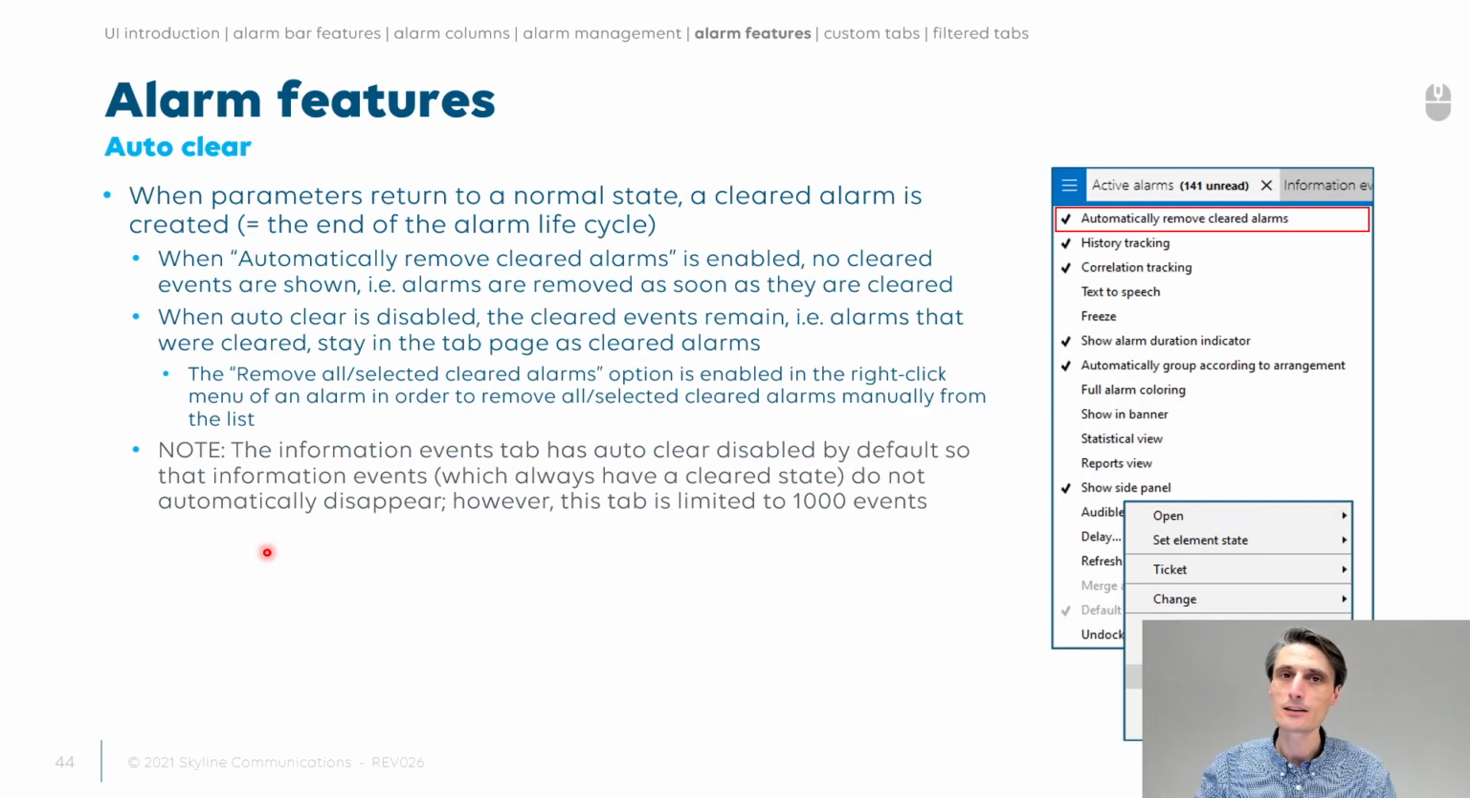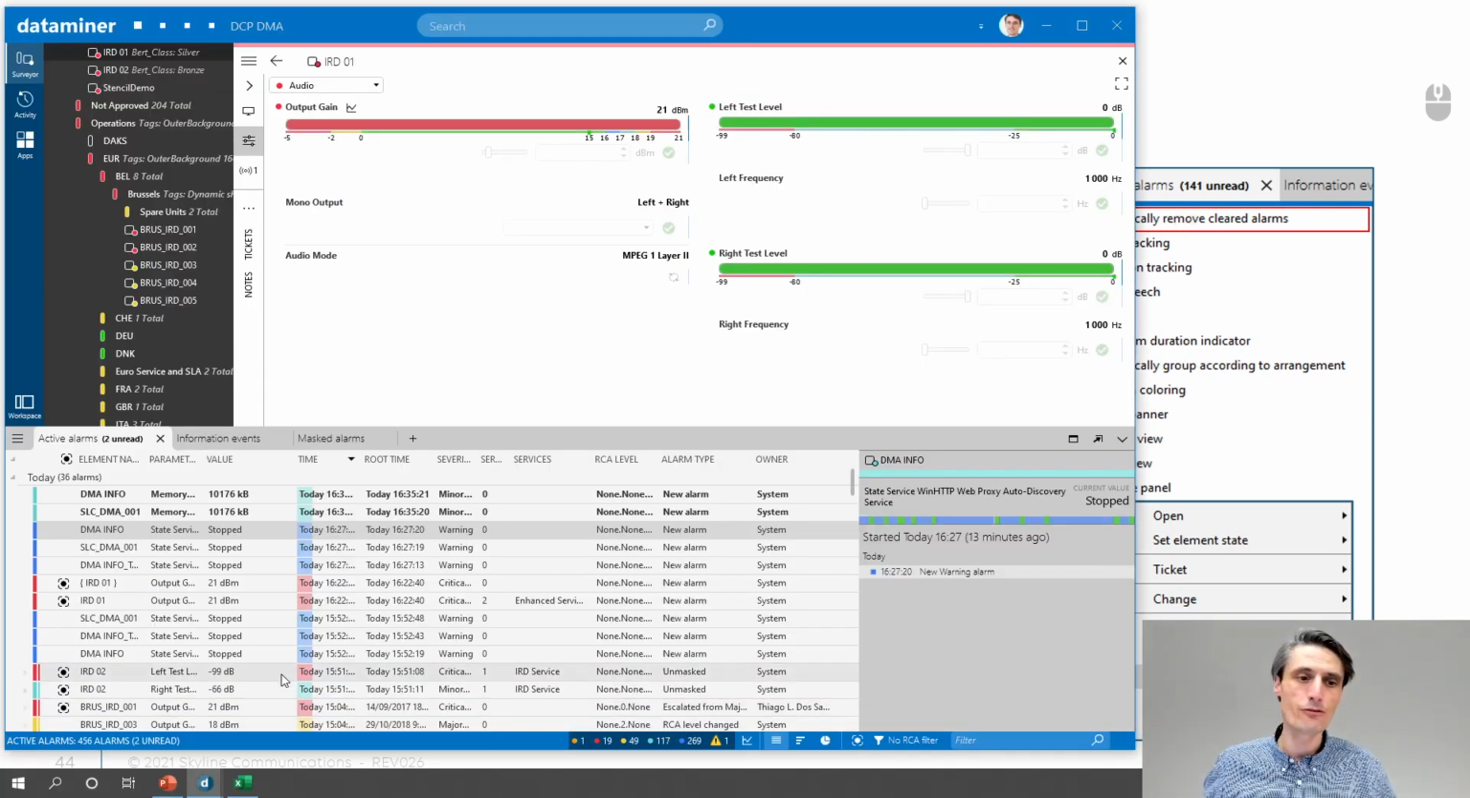So now let's take a look at the hamburger menu. The right-click menu, we now covered all of that. The hamburger menu is located next to the first tab page of your alarm console, which is by default the active alarms. If you click on that hamburger icon, you will see a number of options again to activate or deactivate certain features. The first one is automatically remove cleared alarms. I've played with that before.